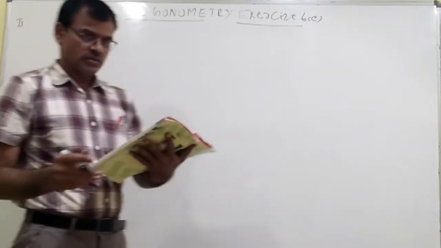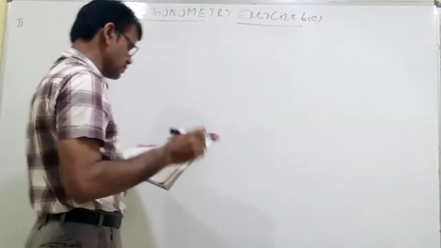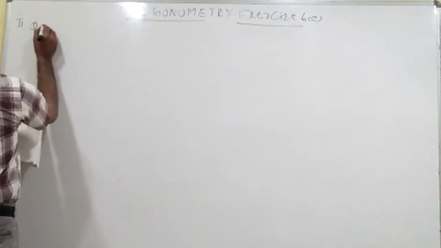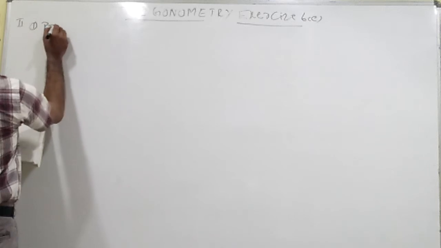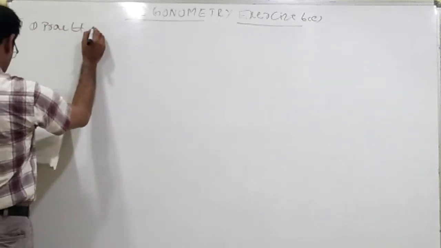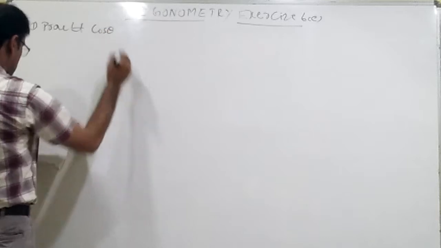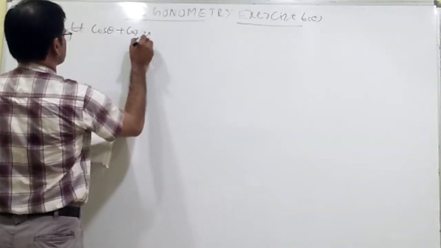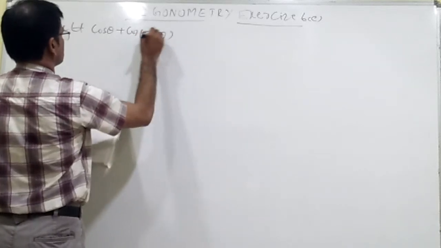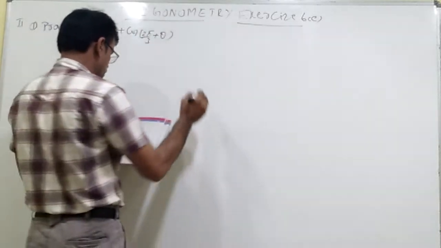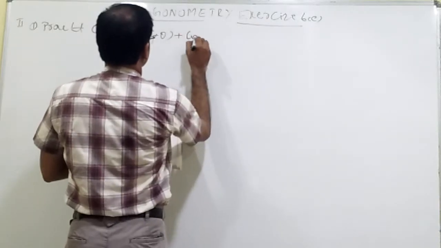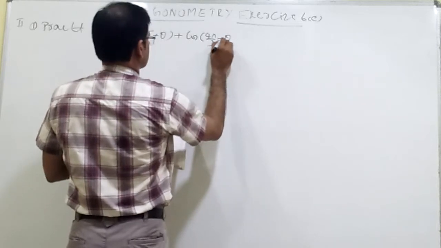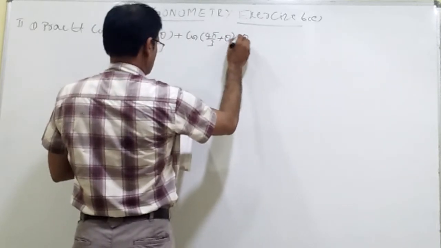This question is in objective homework, level 1 homework. For the question we can apply a shortcut in objective, but here we should not apply a shortcut. Prove that cos theta plus cos of 2 pi by 3 plus theta plus cos of 4 pi by 3 plus theta is equal to 0.